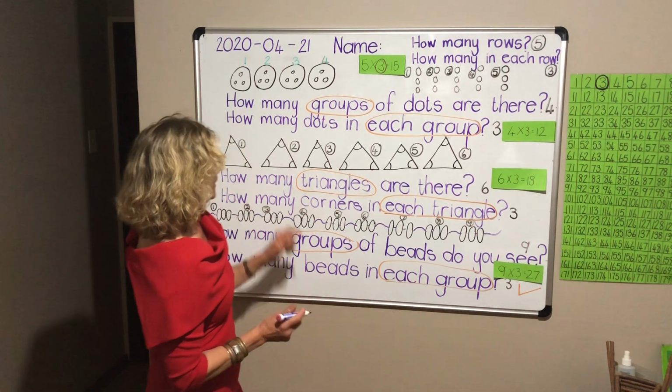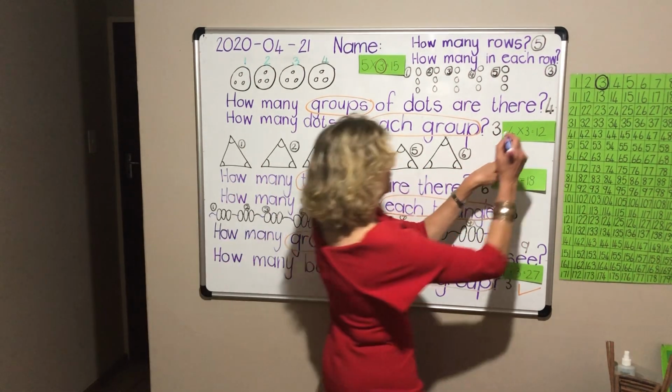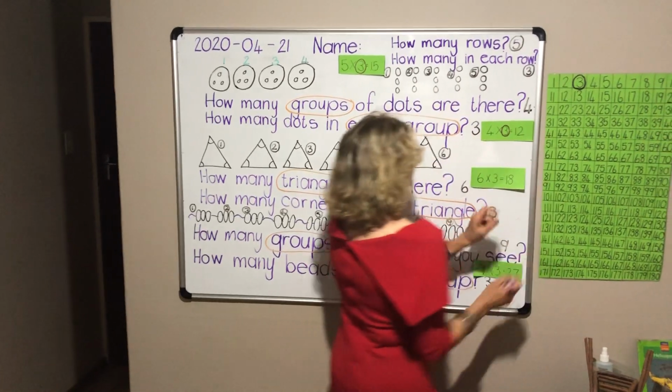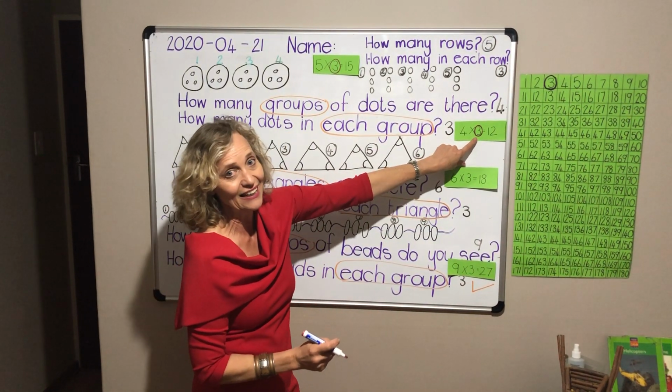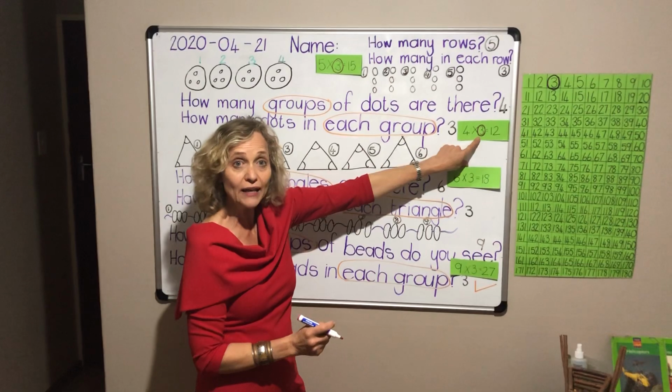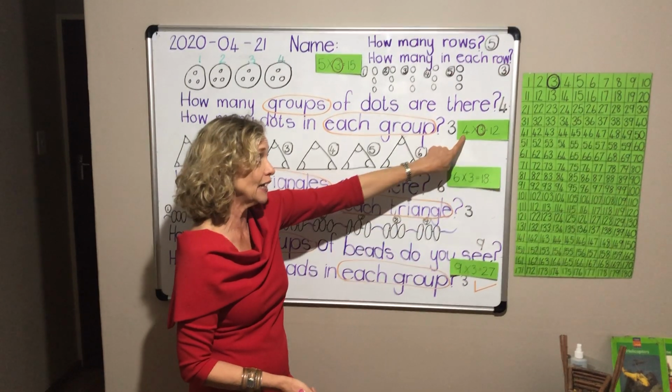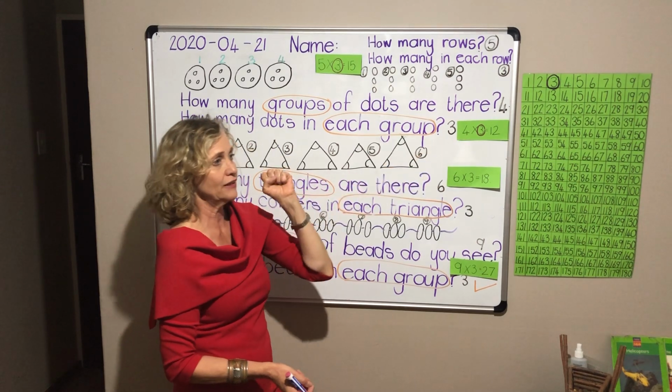Okay. So here we go. This is the middle factor here that tells us how many in each group. So what are we going to count in for this sum? In 3s. And how many times are we going to do it? 4 times. So let's go.